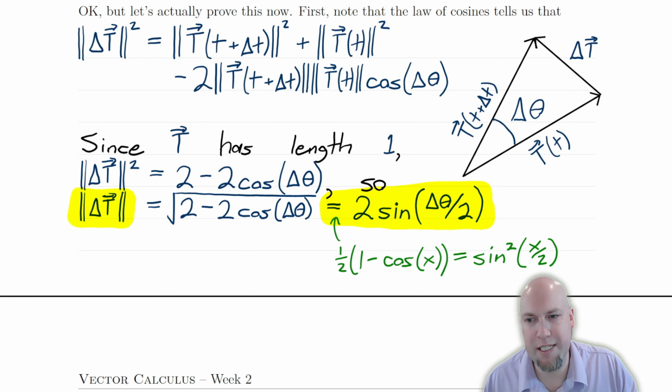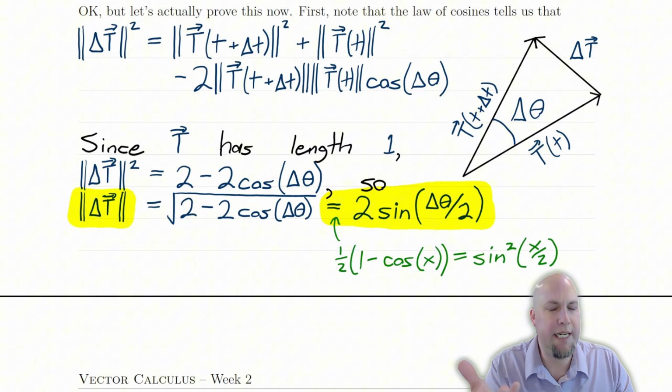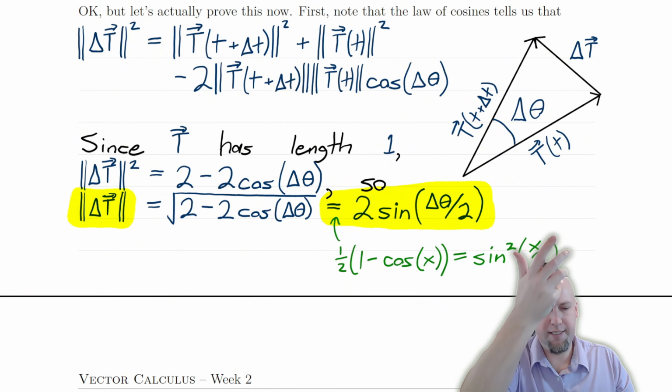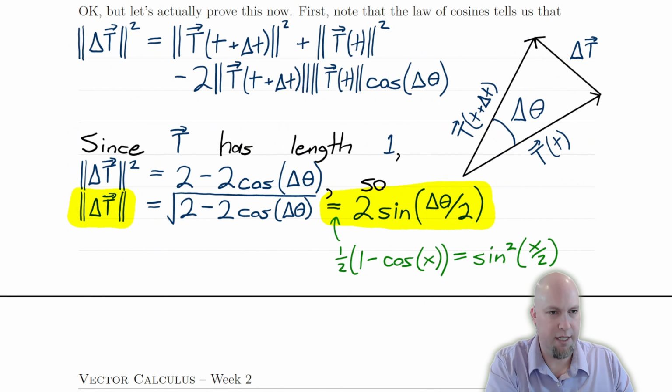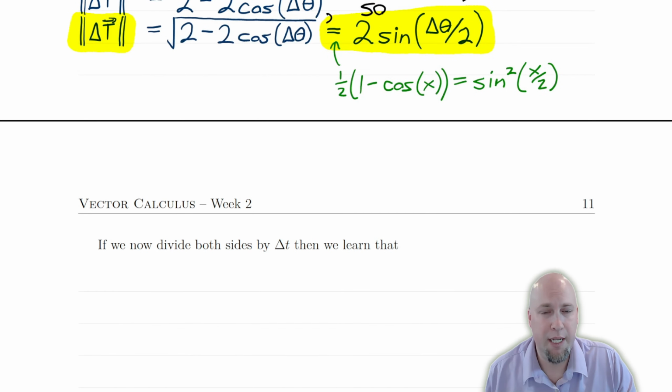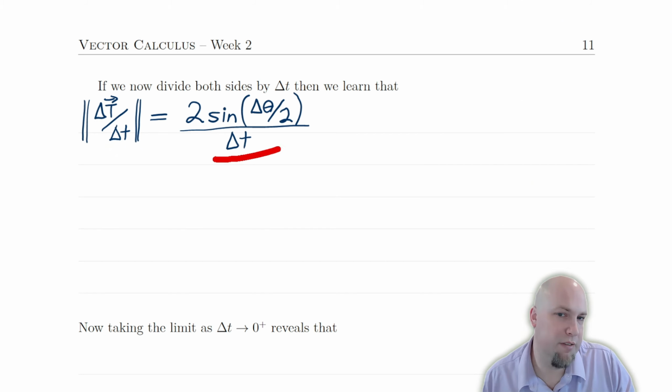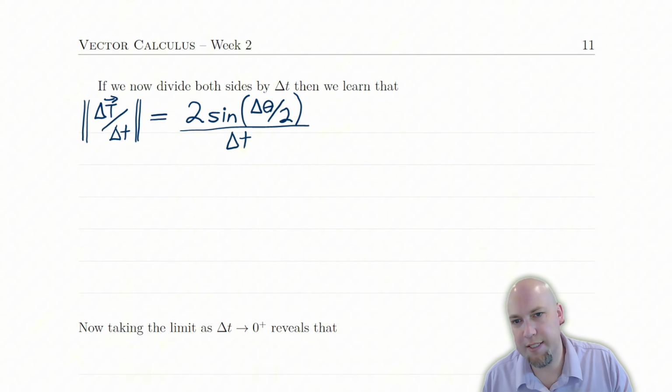What we want to do is get a delta t on the bottom, right? Because the definition of angular speed is a rate of change of the angle, a delta angle divided by delta time. So we need a delta time on the bottom here. I'm just going to divide both sides by delta time. When I do that, I get the length of delta tangent vector divided by delta time equals the exact same expression we had on the right-hand side before, divided by delta time. So I've just introduced a delta time on the bottom of both of these.